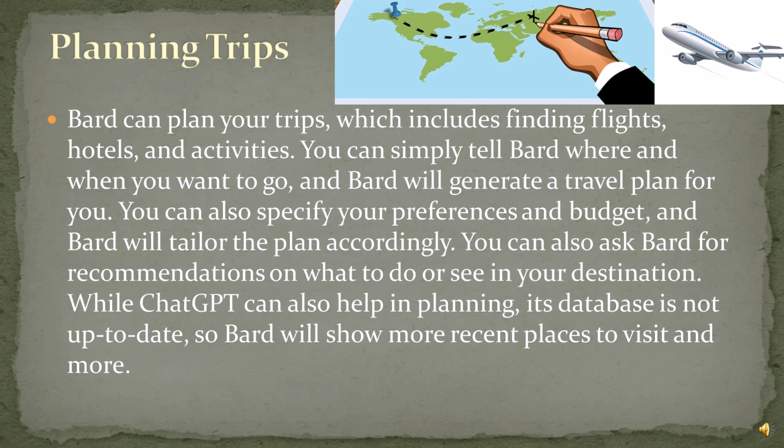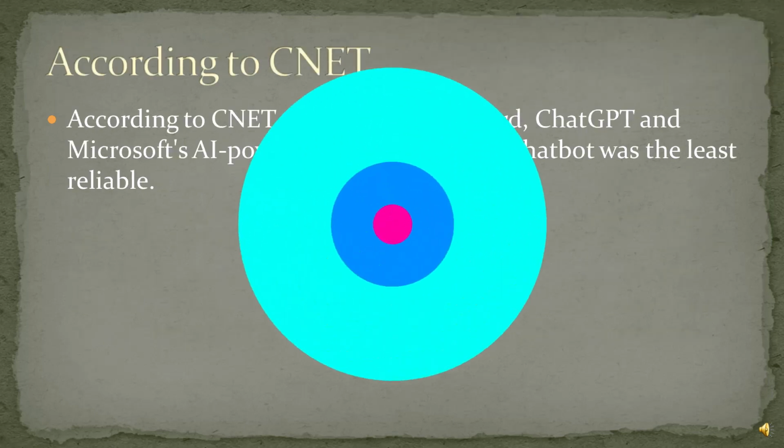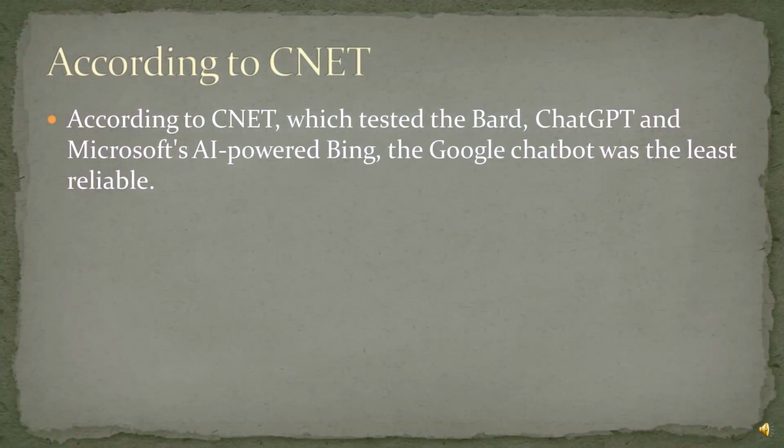While ChatGPT can also help in planning, its database is not up to date, so Bard will show more recent places to visit and more. These features are cool, but according to CNET, which tested Bard, ChatGPT, and Microsoft's AI-powered Bing, the Google chatbot was the least reliable. But we can use these features, and as its database is up to date, we can use it for planning trips and explaining code.